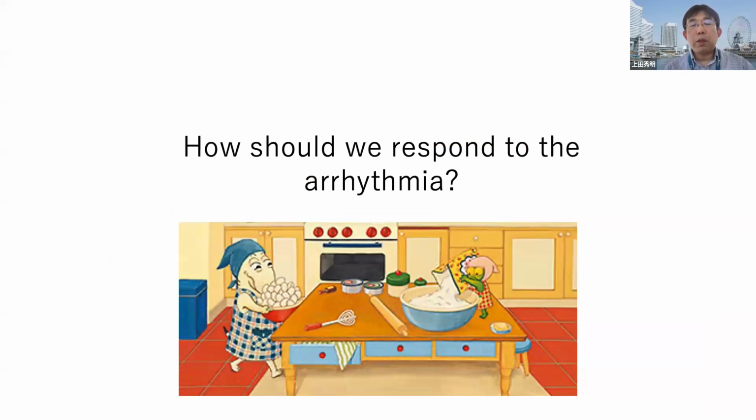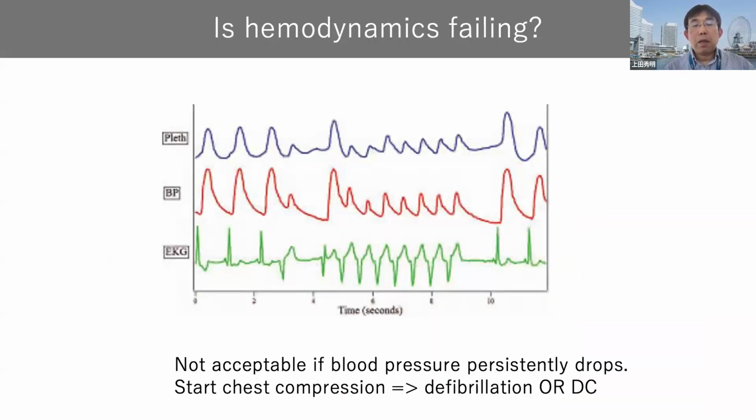So how should we respond to arrhythmia? Is the hemodynamic failure not acceptable if blood pressure persistently drops? At that time, we have to start chest compressions as soon as possible, and then we should go for defibrillation or DC.